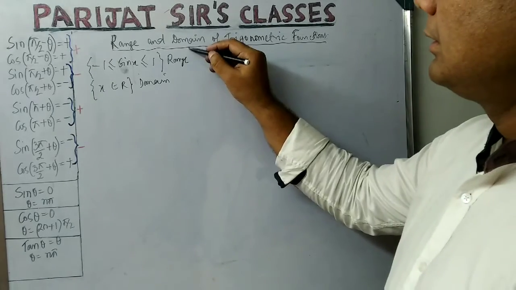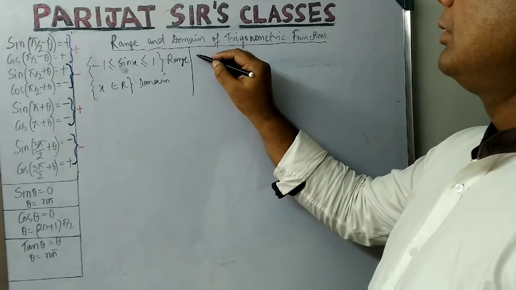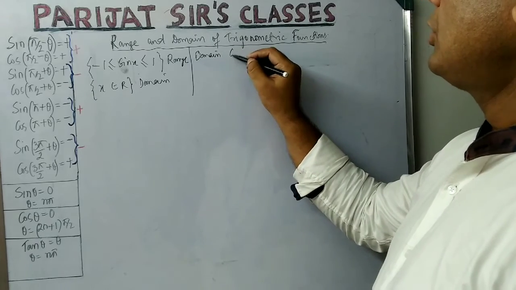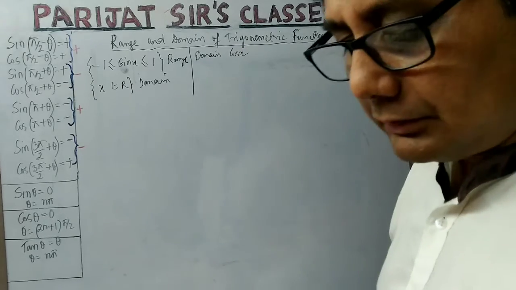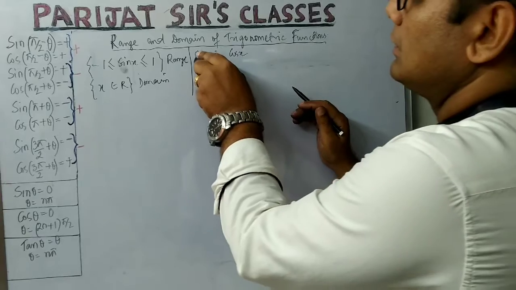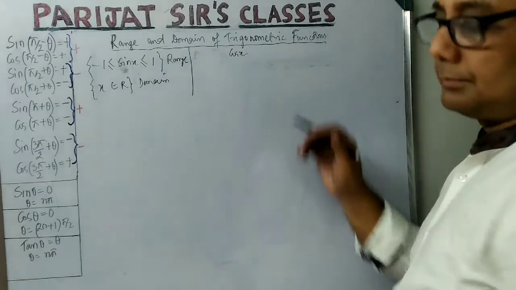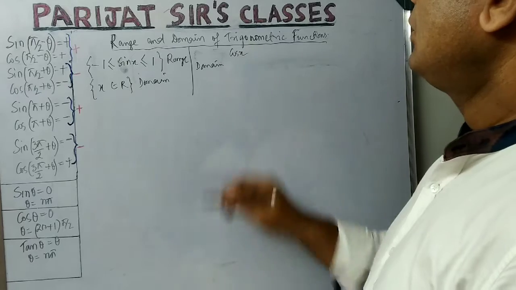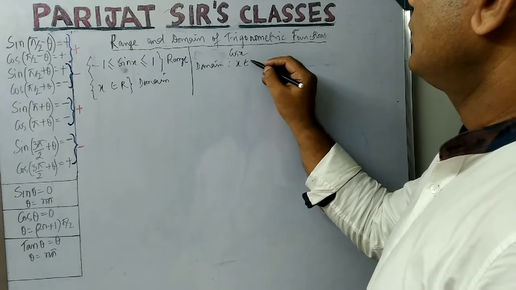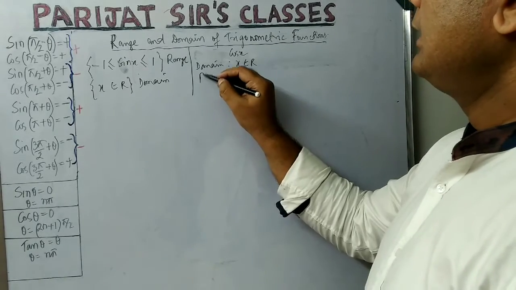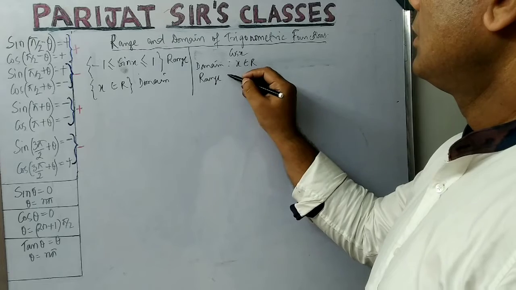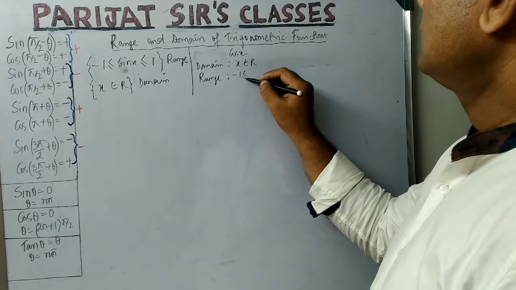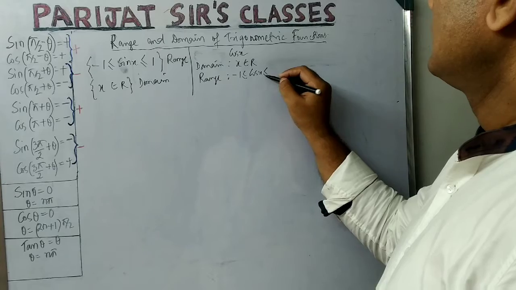Similarly, let me discuss the domain of cos x. The domain of cos x will again be x belongs to real numbers, and the range will be from -1 to 1.